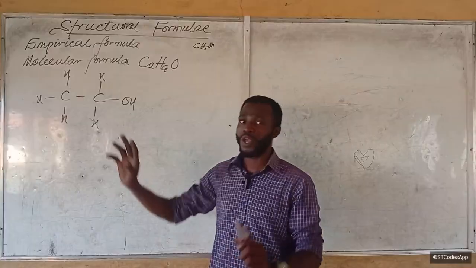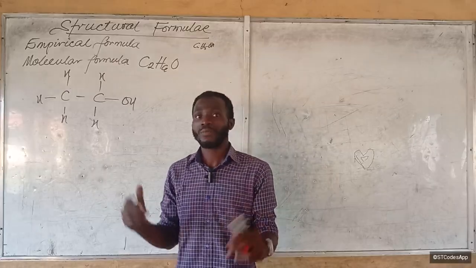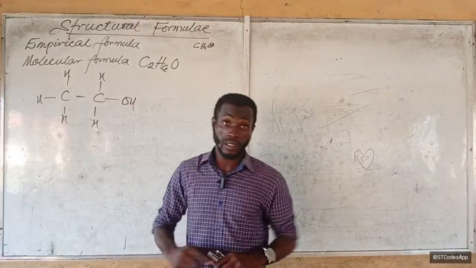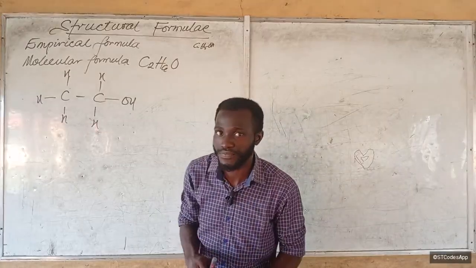But why do we use this? We use it for convenience. Yes, for convenience, so that we will not begin to rack our heads around where should I put this bond, where should I put that bond. Does that make sense? All right? So we use this for convenience's sake.